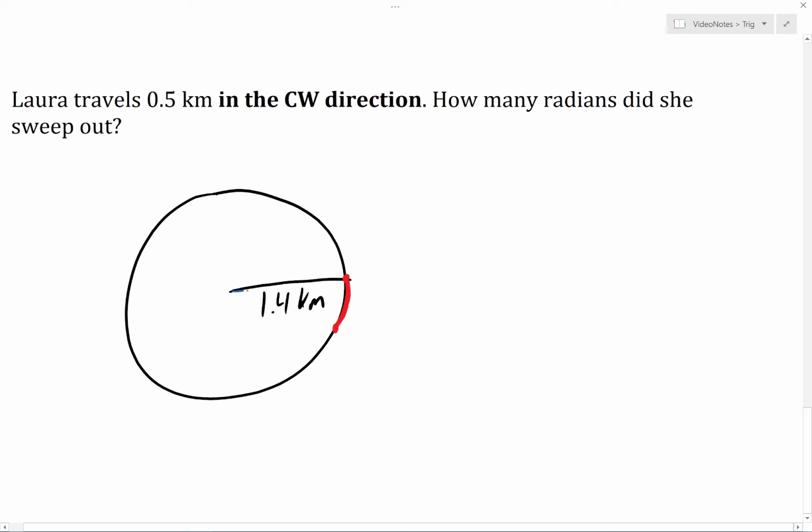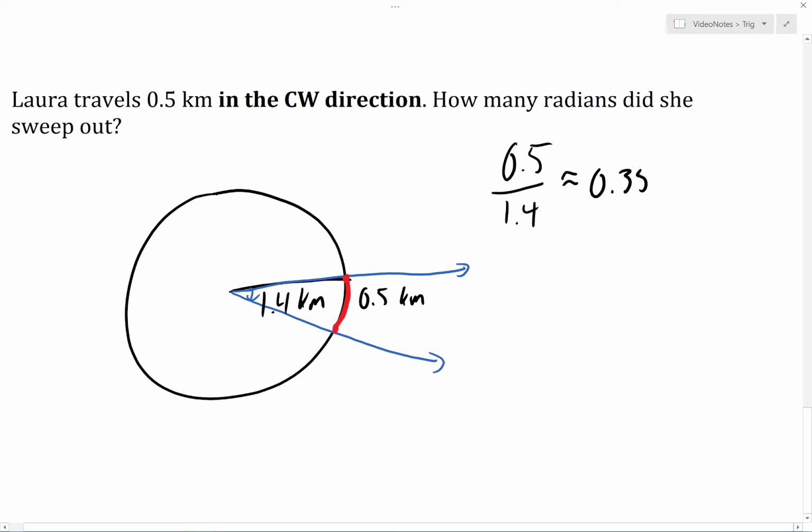Now again, we can visualize the angle that she swept out, something like this. We want to know the measure of that angle. We know that she swept out 0.5 kilometers along the circle, and therefore the distance that she traveled, or the subtended arc, is 0.5 divided by 1.4 times as large as the radius. So the measure of that subtended arc in units of the radius is 0.5 divided by 1.4, which is approximately 0.357.